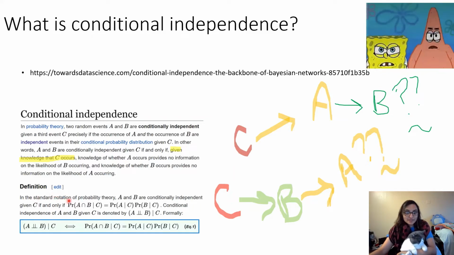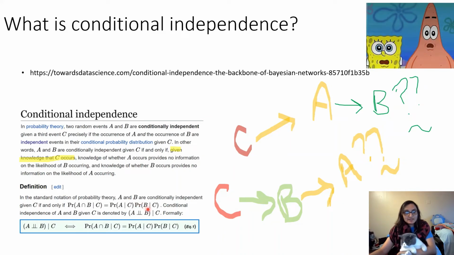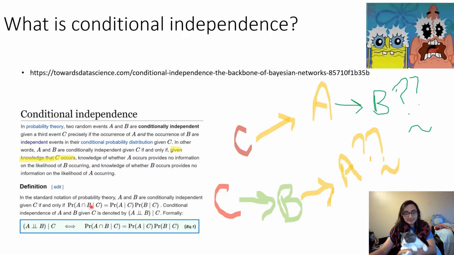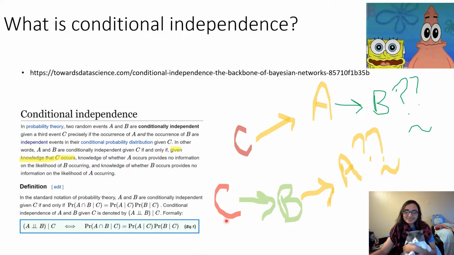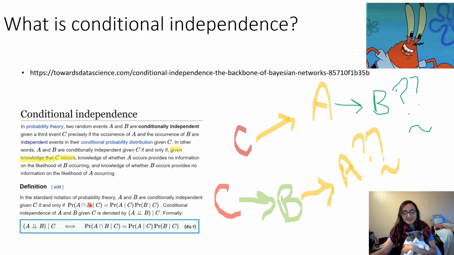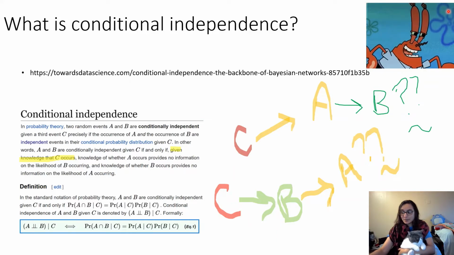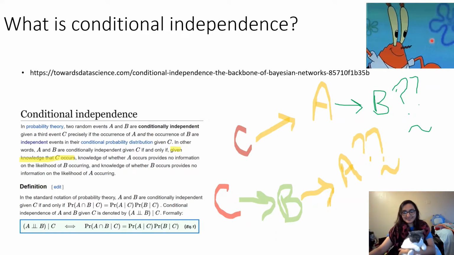In the standard notation of probability theory, A and B are conditionally independent given C if and only if the probability of A and B given C equals the probability of A given C multiplied by the probability of B given C. Conditional independence of A and B is denoted by A, with this upside down T, B given C. So this is the formula here. We're going to test this across 8 cases in a joint probability distribution table to see if indeed A and B are conditionally independent given C. That's what we're going to test in this video, and this is a longer version of the video.